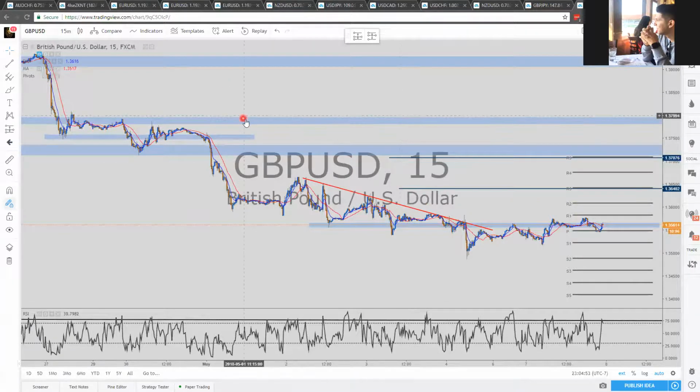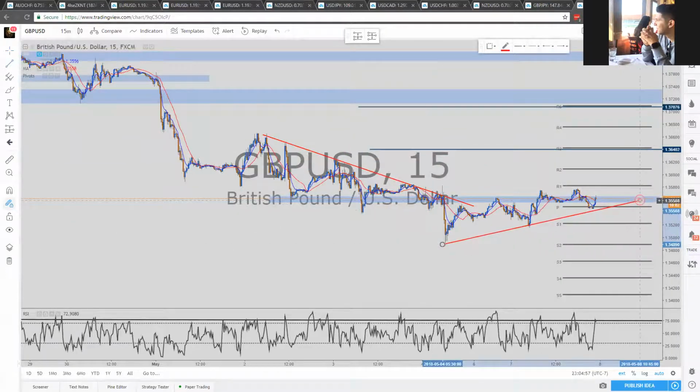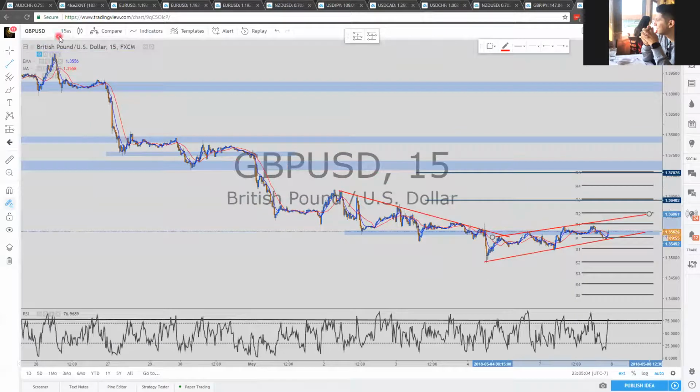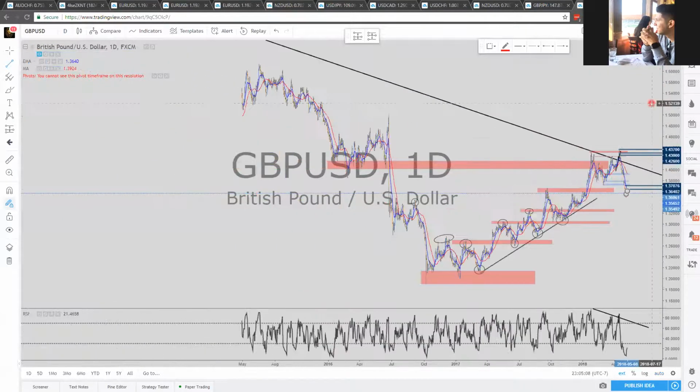So GBP USD, we can see, I'm just going to quickly chop this here. You see kind of an upward channel going on. But this is 15-minute time frame. Let's look at daily.